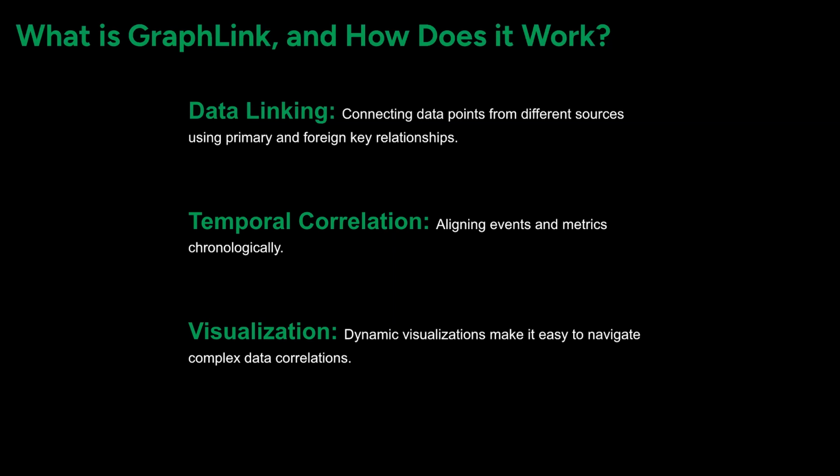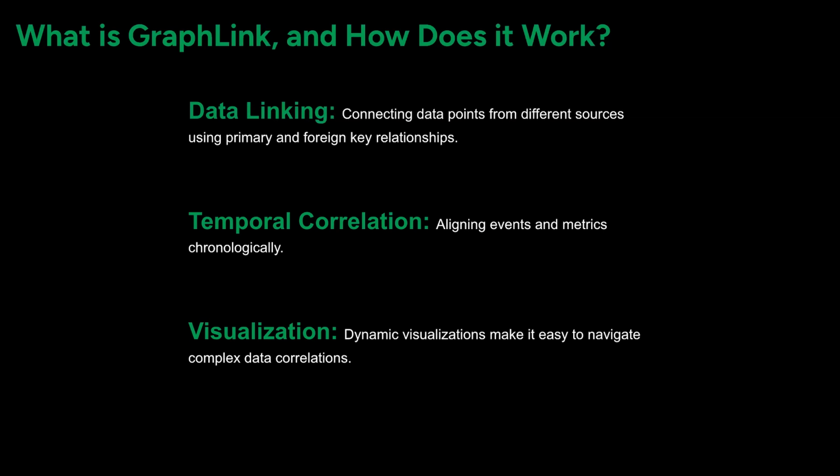So, how does it work? Well, consider a scenario where a server's error rate spikes unexpectedly. Observe and GraphLink technology employs its data correlation capabilities to link this anomaly to related changes captured in deployment logs and performance metrics that occurred around the same time. By establishing relationships based on primary and foreign keys and aligning these events in a temporal context, GraphLink provides a clear, actionable insight into the cause of the spike.